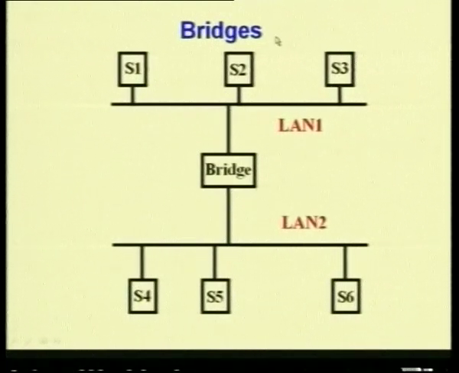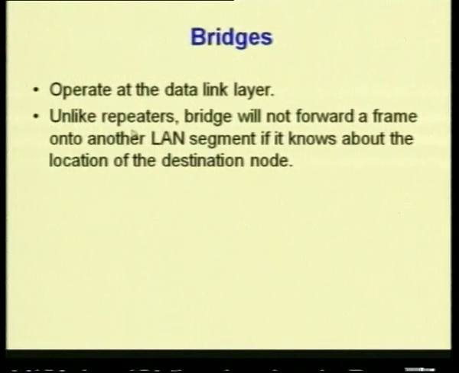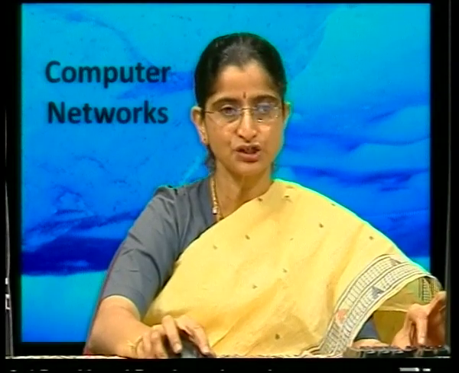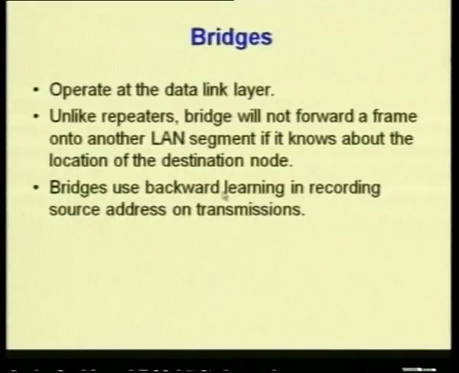So, here again we are just showing a picture with a LAN here, LAN 1 with S1, S2, S3, another LAN here with S4, S5, S6, and we have a bridge connected in between which connects up these two. So, bridges operate at the data link layer. Unlike repeaters, a bridge will not forward a frame onto another LAN segment if it knows about the location of the destination node. That is, if it knows that the destination node is not on the other side, then it will not forward that frame. And bridges use a learning technique, what is called backward learning, in recording the source address on transmissions. So, we will look at how this happens.